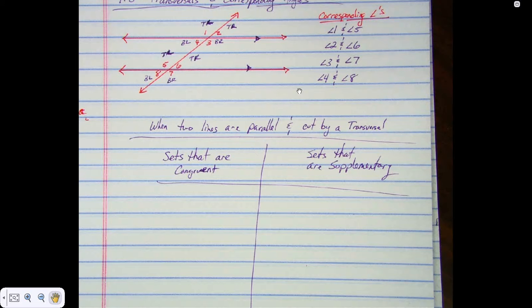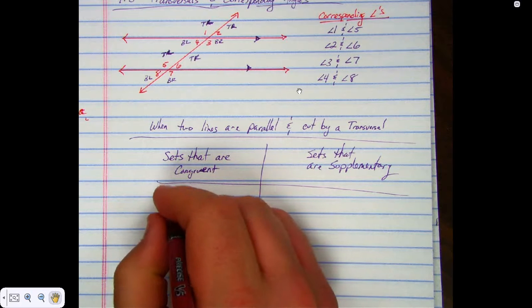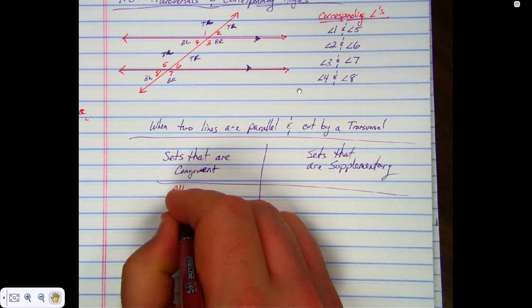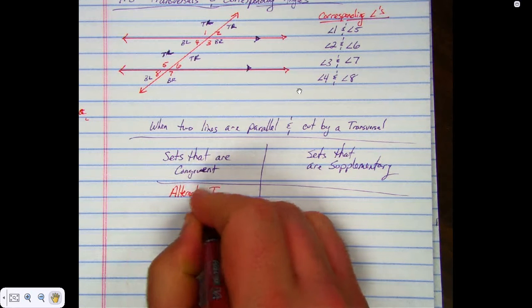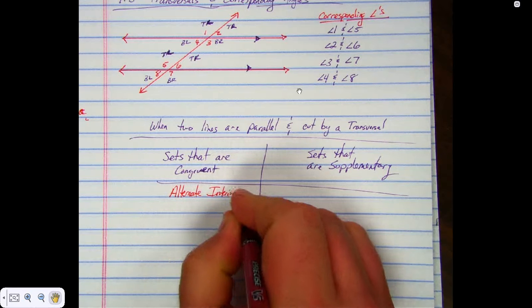I think it might be in 4.3 too. Yeah, you're right, it's in 4.3 too. This whole table I'm getting ready to do is in 4.3. But in 4.2, what does it say? Alternate interior angles are what? Congruent. So alternate interior angles.